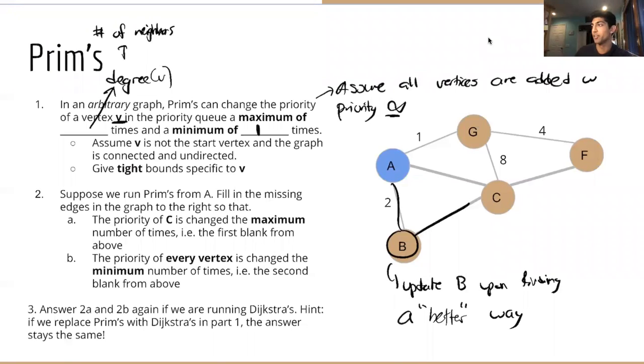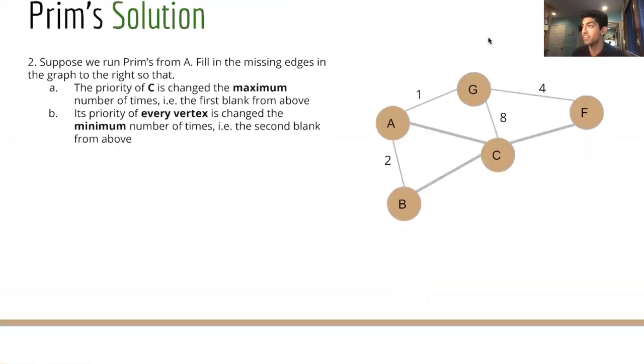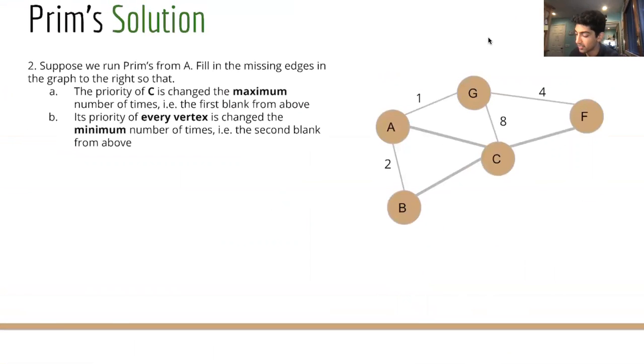Okay, so we'll be going over parts 2 and 3, and I copy-pasted the same question onto 2 different slides, just for the case of space. Okay, so let's tackle parts A and B. I thought this question was kind of fun. I hope you guys enjoyed it. So we're running Prim's from A, and we want to fill in the missing edges on this graph, more specifically edges AC, BC, and CF, such that in part A, the priority of C is changed the maximum number of times, okay? And in part B, the priority of every vertex is changed the minimum number of times, okay?